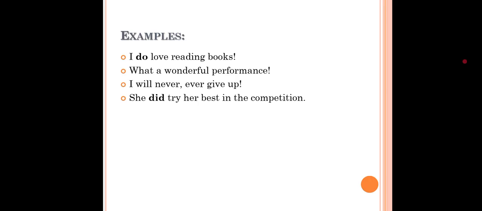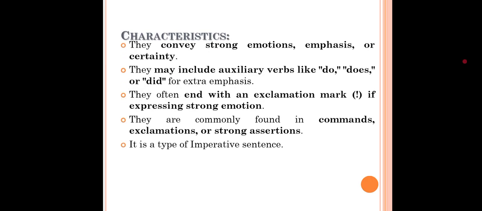Okay? Next. So, characteristics of these emphatic sentences. First one, they convey strong emotions, emphasis or certainty. Next, they may include auxiliary verbs like do, does or did for extra emphasis.